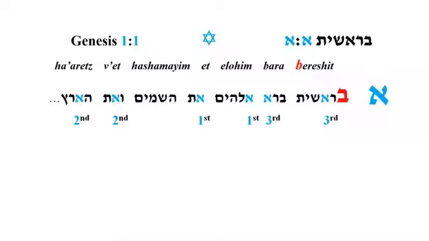Okay, another thing is just look at the Alephs in Genesis 1:1. There's 6 of them. The first one shows up as the third letter, and the second one shows up as the third letter. Then the next one shows up as the first letter of a word, and the next one shows up as the first letter. And then they show up in the last two as the second letter and the second letter.